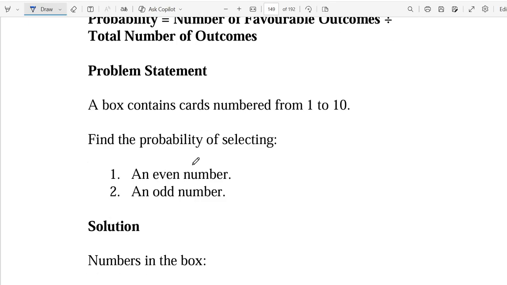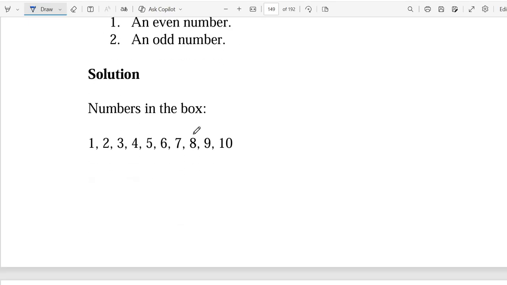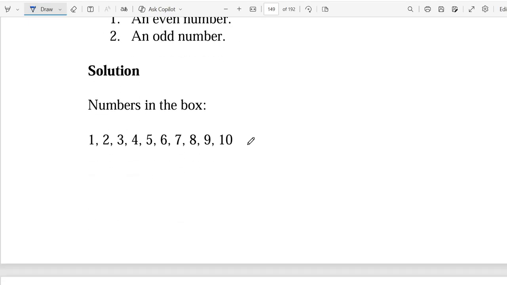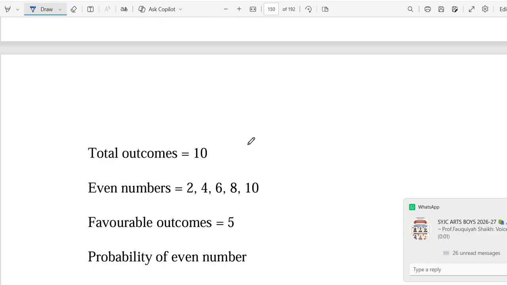So we have to find the probability of an even number and the probability of an odd number in the box. How many numbers are in the box? 1, 2, 3, 4, 5, 6, 7, 8, 9, 10. That is a total of 10 numbers, right?